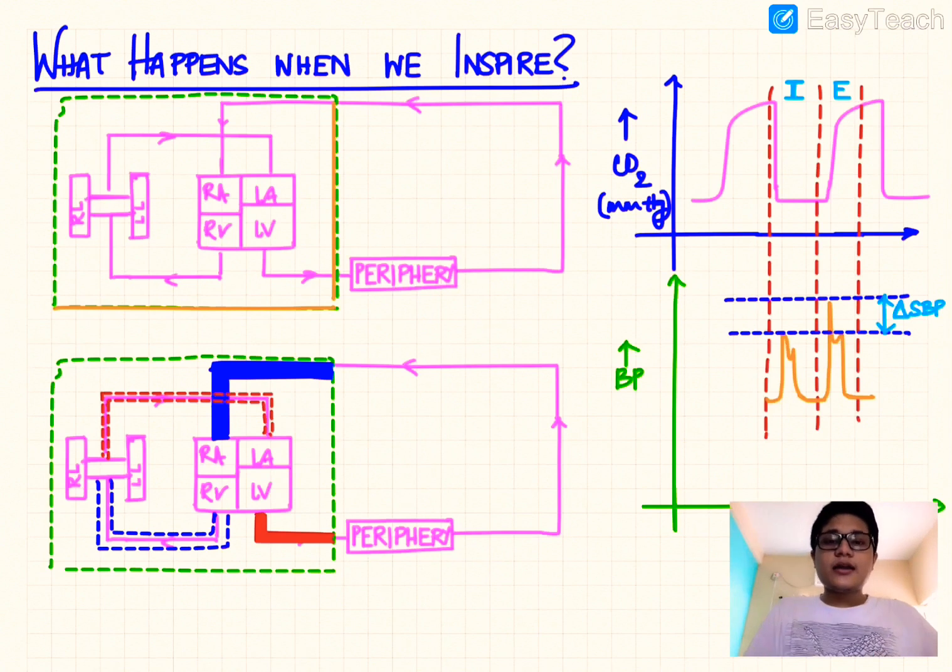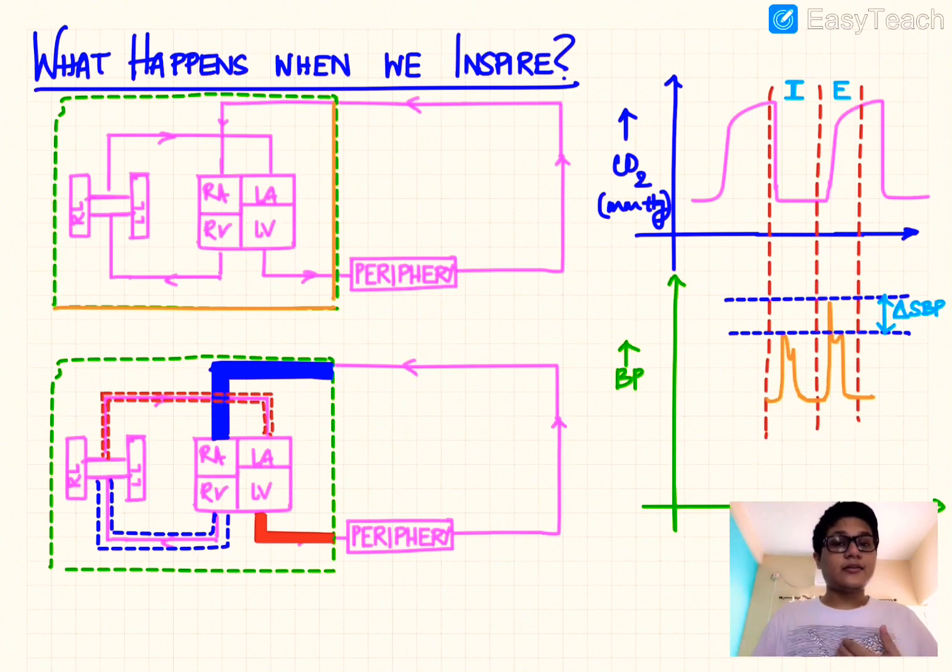When we are inspiring, our diaphragm is going downwards and our rib cage is moving forward, and as a result there is a negative intrathoracic pressure. Because of this negative intrathoracic pressure, blood from the peripheries will rush towards the heart via the vena cava. The venous return to the right atrial chamber will increase. The right ventricular output will also increase.